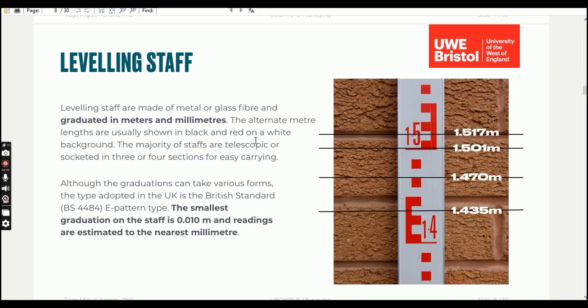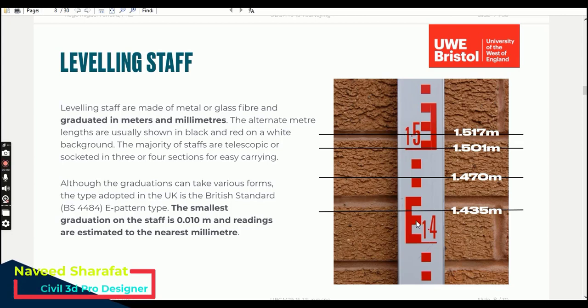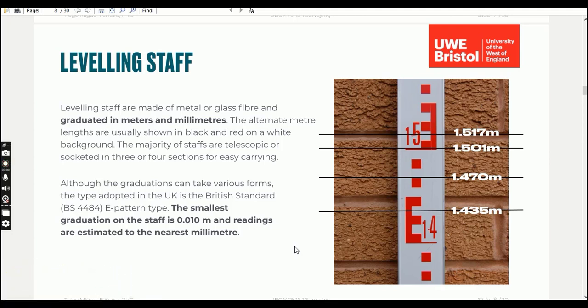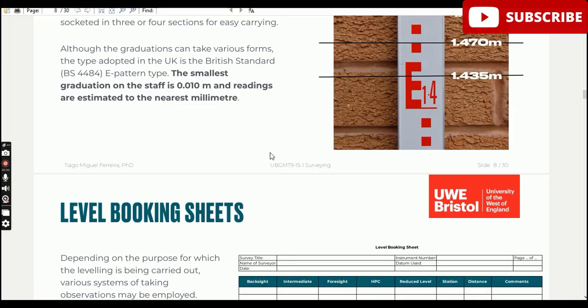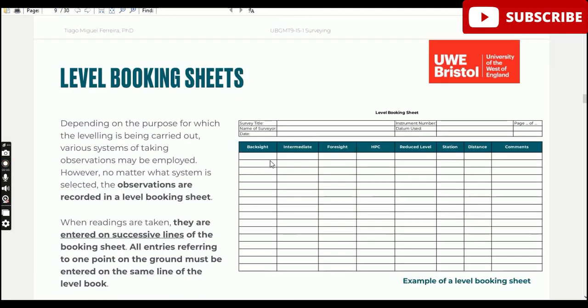Okay, we have a major component of leveling, which is the leveling staff. You can see it is our millimeter staff. Leveling staffs are made of metal or glass fiber and graduated in meters and millimeters. The alternate meter lengths are usually shown in black and red on a white background. Although the graduation can take various forms, the types adopted are the UK, British and American systems. It can be in feet and meters also.